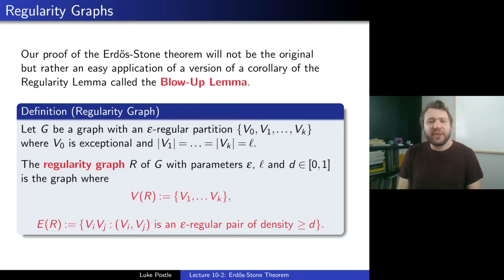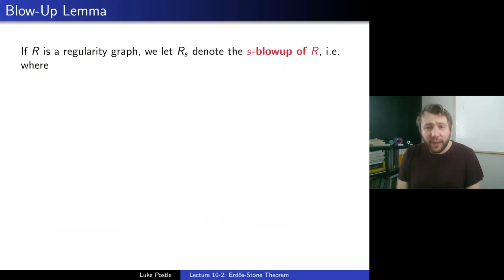If you use d as a threshold by which to recognize an edge in this regularity graph, then if we squint, we can't see the trash, we can't see the irregular pairs, and we can only see dense enough pairs. If we stare at it, those edges will pop out to us, and the other ones will fade into being non-edges. And in this way, we have a regularity graph. So it's a useful concept, and from that, we'll be able to state the blow-up lemma. To do that, let's take a regularity graph. We let R_s denote the s-blow-up of R, which we've mentioned before, but let's again go over that.